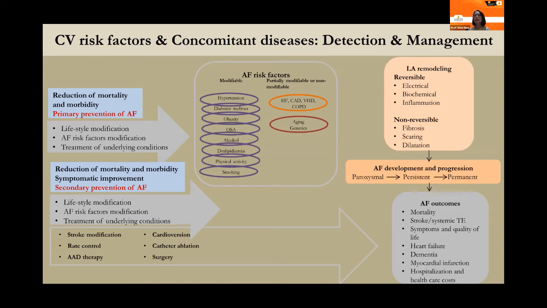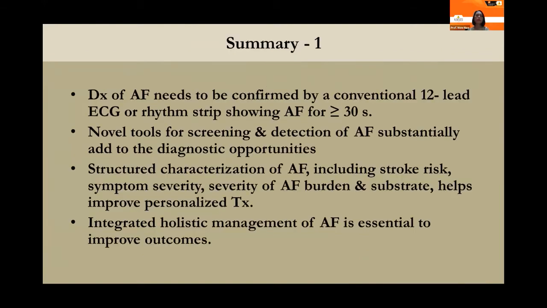Based on these LA remodeling, the pattern of atrial fibrillation is paroxysmal, persistent, or permanent. The clinical outcomes of atrial fibrillation are mortality, stroke, dementia, impaired quality of life, heart failure, myocardial infarction, hospitalization, and finally the burden on healthcare costs. So I'm going to summarize my presentation here.